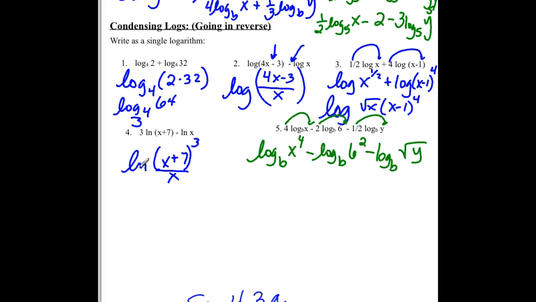Okay. Now, condensing it. We want 1 log base b in the front, right? And then our whole expression. X to the 4th, where is that going to be? On the top. Okay. The 6 squared, which is 36, we'd put it that way. 36, where is that going to go? On the bottom, because it's subtraction, it means division. Okay. And this square root of y? Also subtracting, meaning it was also being divided out.